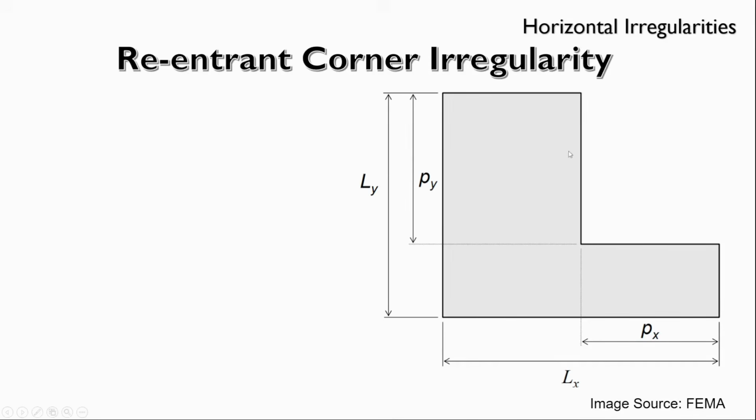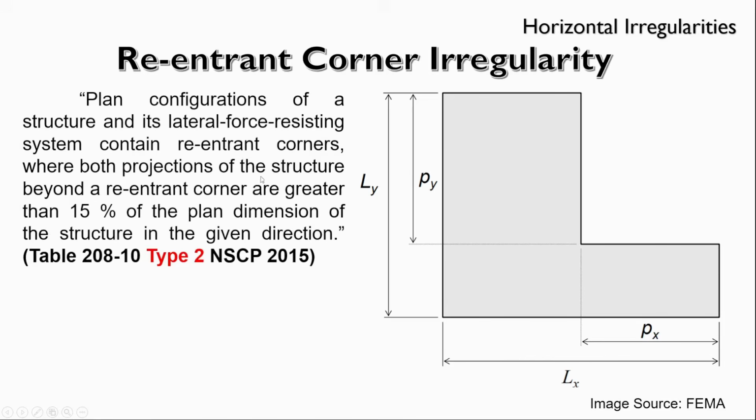Suppose our structure is not just a simple rectangular plan, but as you can see here, we have an L-shaped building. We can have re-entrant corner irregularity if the re-entrant corner, the PY and the PX, is greater than 15% of the plan dimension Ly or Lx.